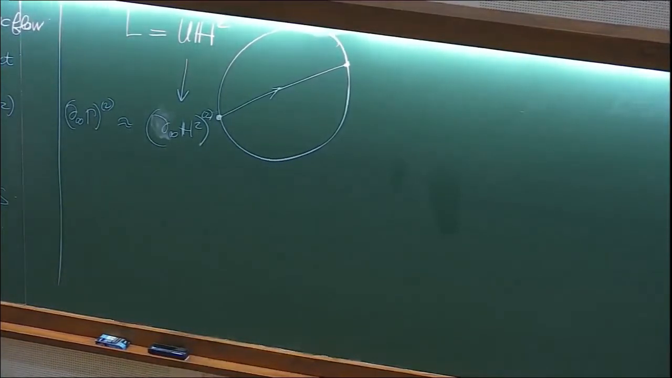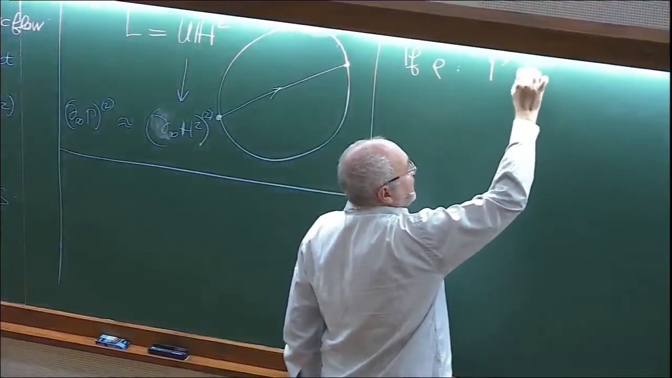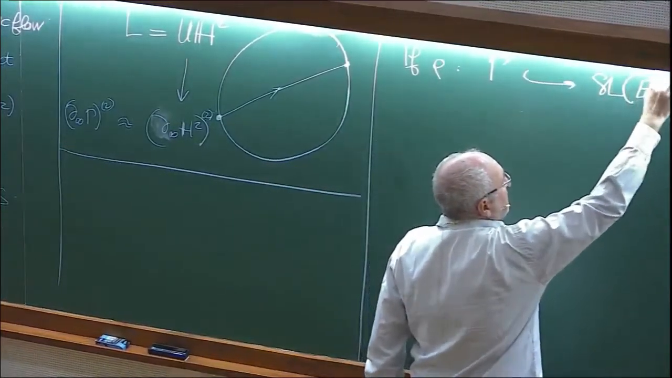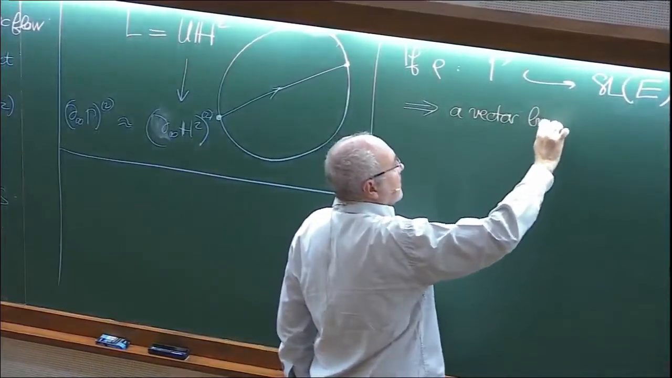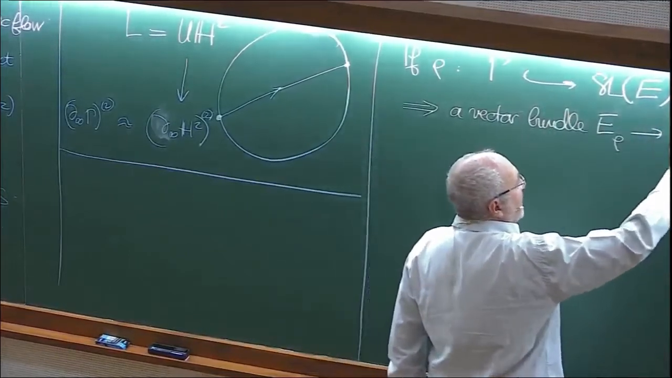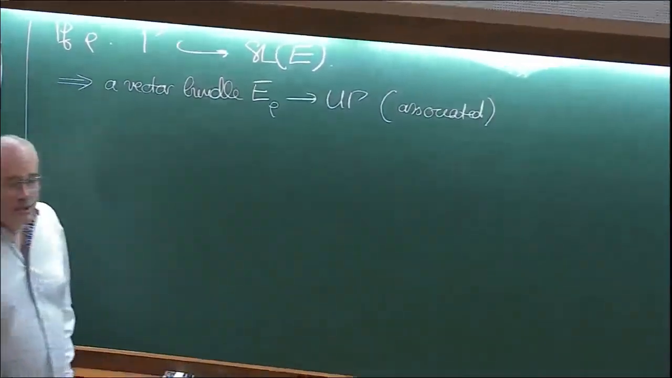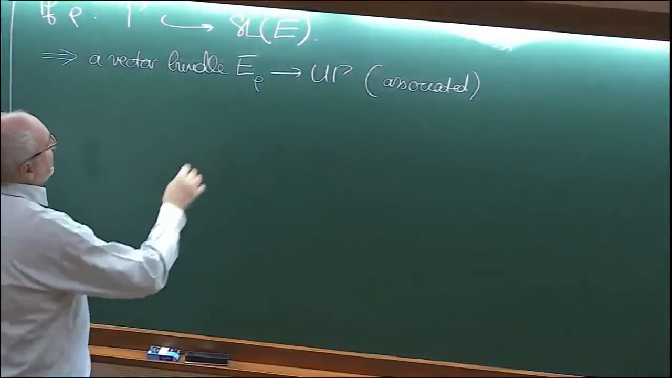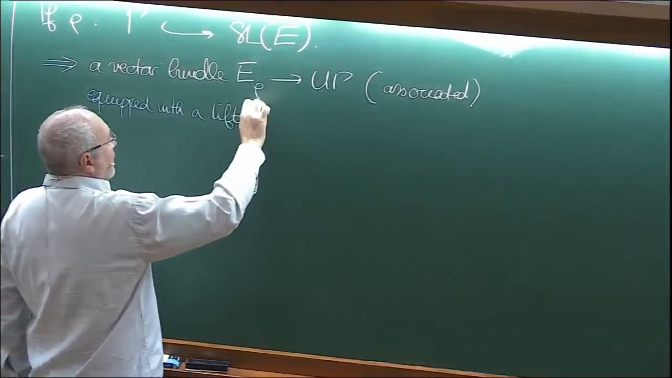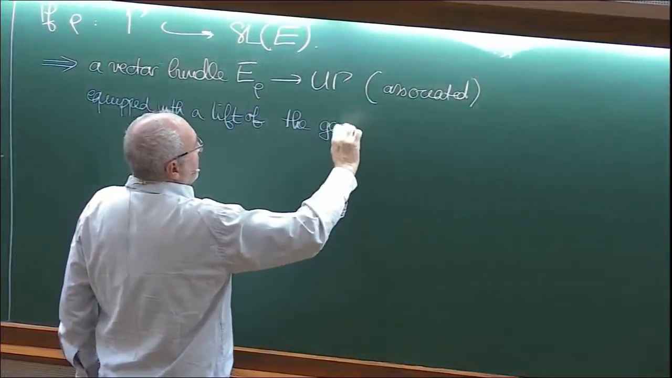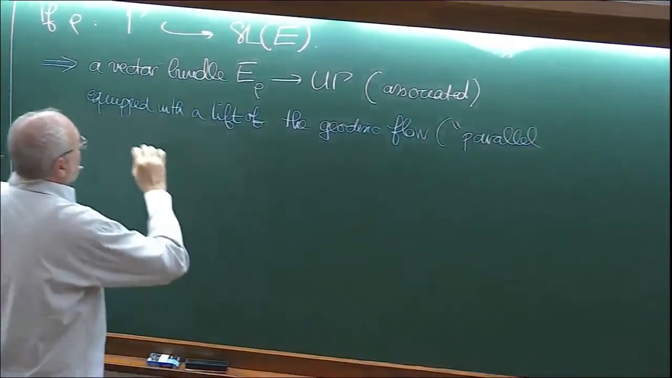So now, what is the Anosov representation in that context? If rho is a representation of gamma into SL of E, let's recall that this defines a vector bundle E rho over U of gamma, a so-called associated bundle. This is a fairly general construction. This bundle is flat, in the sense that it is a flat local system. And this bundle is equipped with a lift of the geodesic flow, which I can describe as parallel transport along orbits.